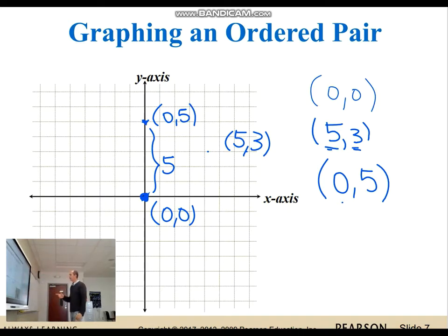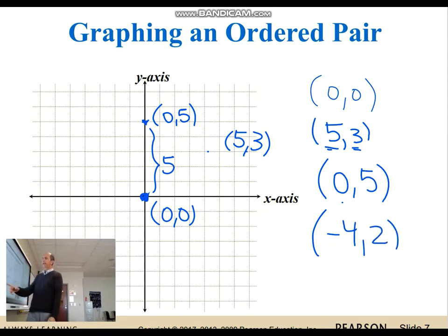Another example, -4 and 2. So x is -4, we will start from the origin and move 4 units to the left. So 1, 2, 3, 4, -4. Y equals 2, we will move 2 units up, 1, 2. The ordered pair -4 and 2 is represented by this point right here, -4 and 2.